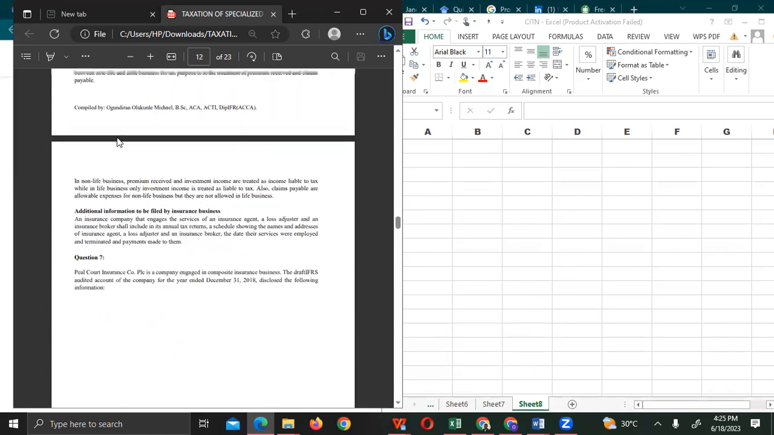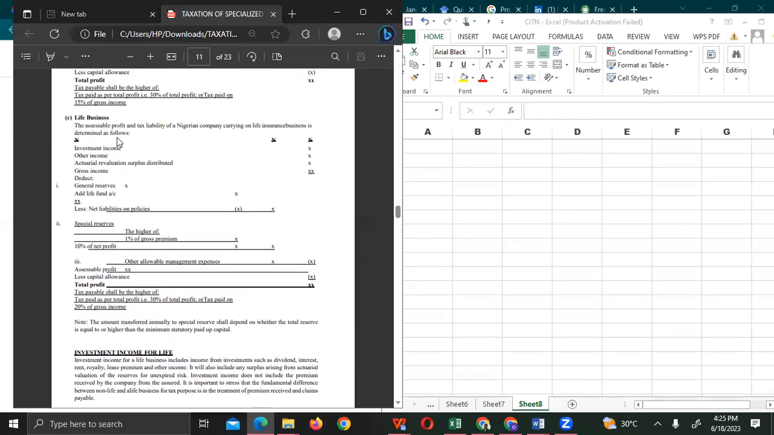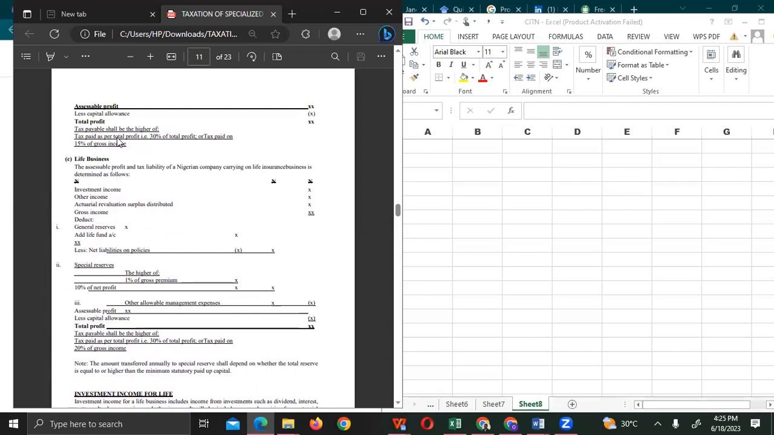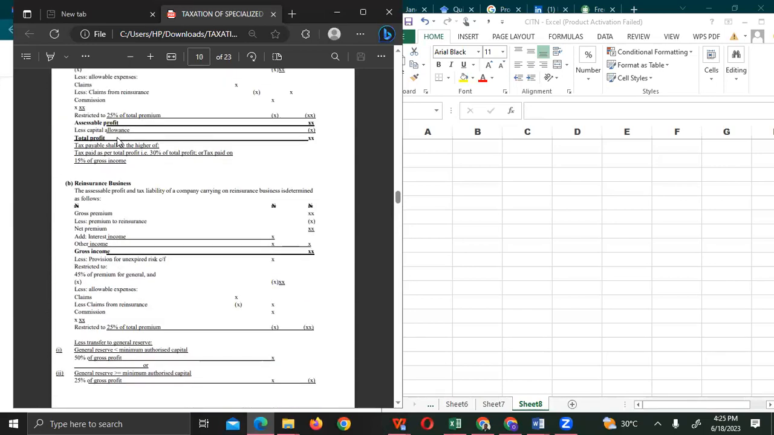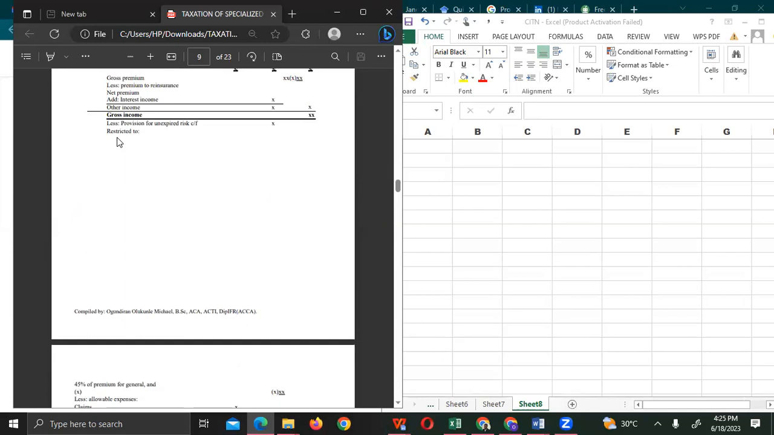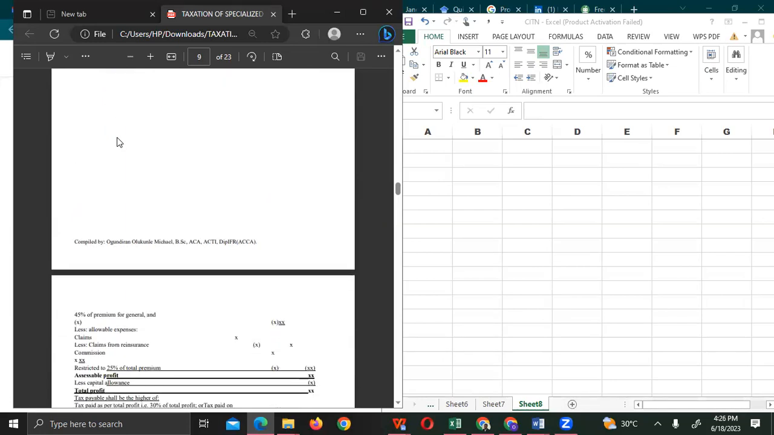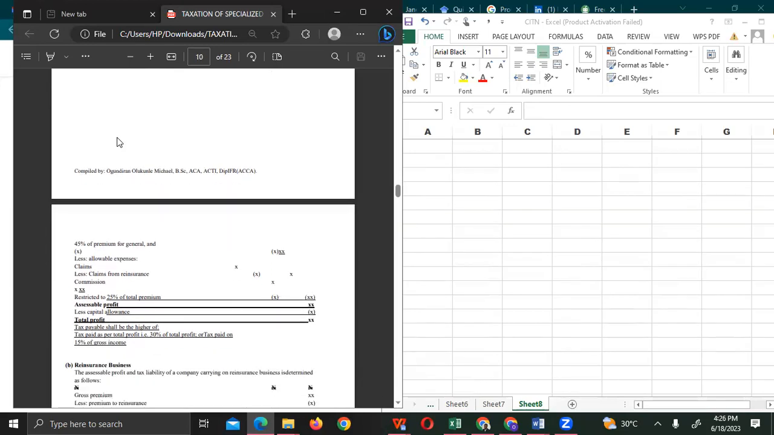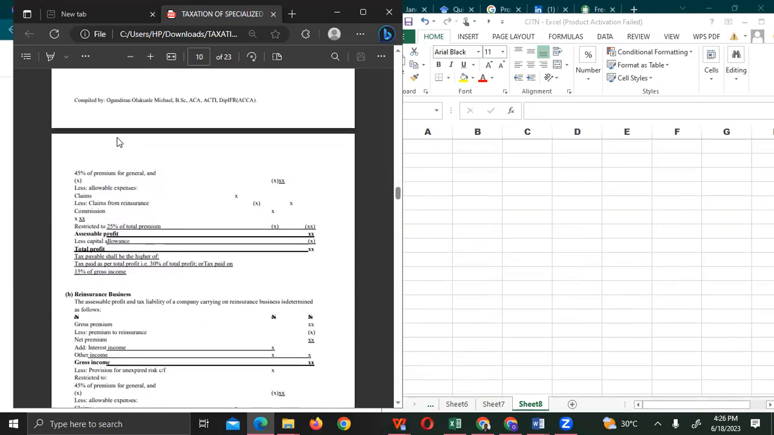Okay. So, I was saying that they will have the provision for unexpired risk carry forward, and that will be restricted to 45% of premium for general insurance, and then you less other allowable expenses, including claims. Then you less claims from insurance business, less your commission. And your commission is restricted to 25% of premium, whichever is lower. So then you get an assessable profit. Then you deduct your capital allowance, and then you get your total profit.